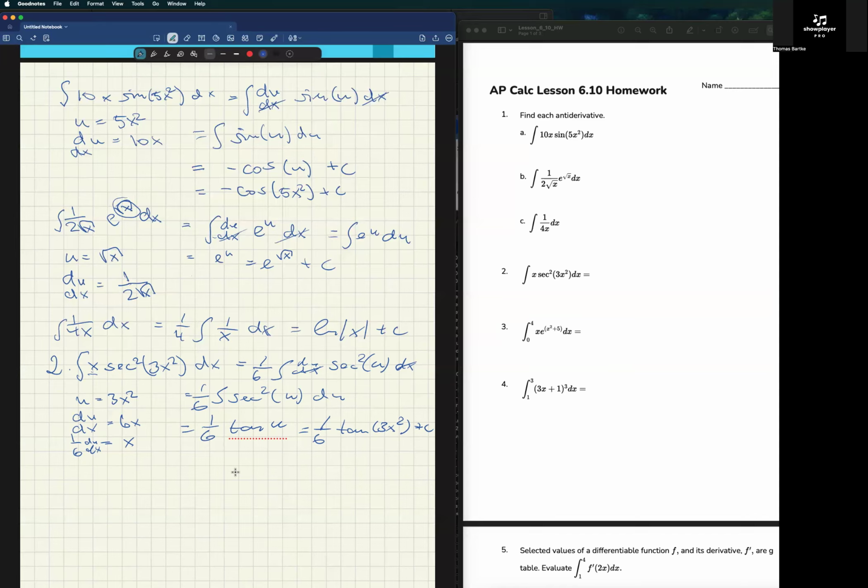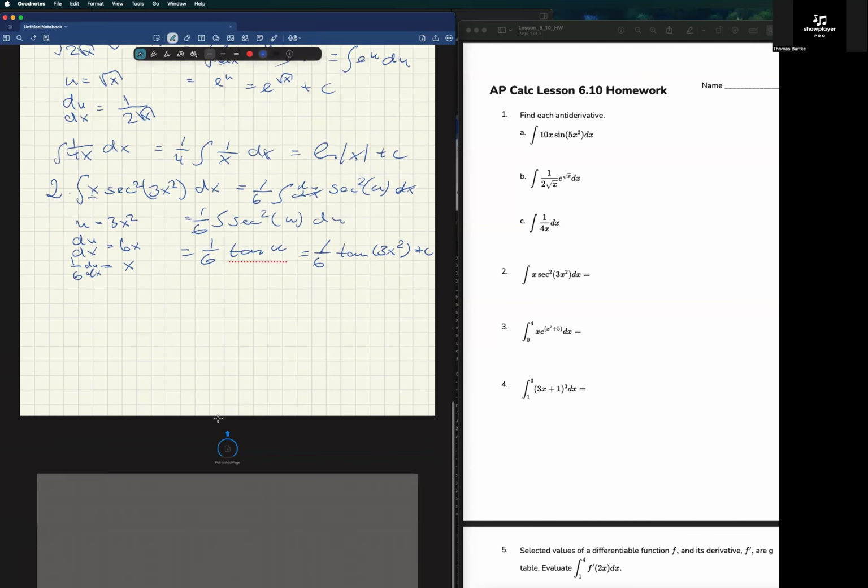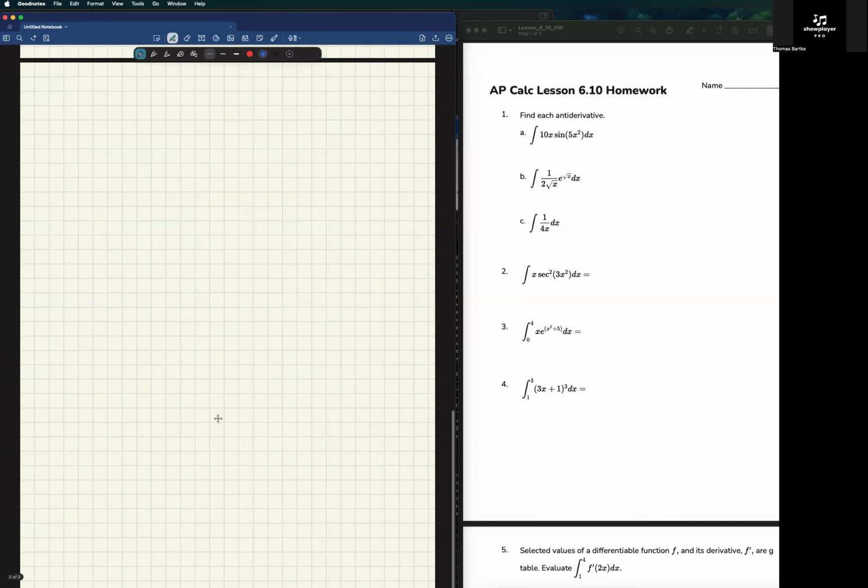Next one, hold on, I need to move something out of the way here. There. All right, this is number 3. Okay, now number 3, let me actually scroll this up a bit. Number 3 is, let's go to a new page, a definite integral.